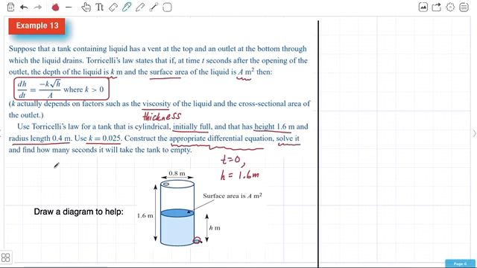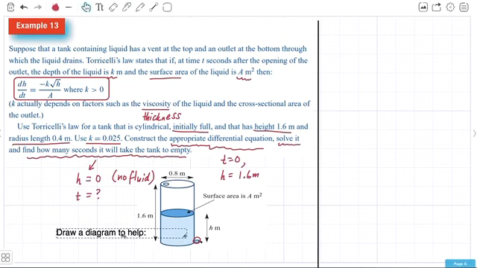We then need to solve it, and then we have to find out how many seconds it will take until the tank is empty. The tank being empty is going to be when the height of the fluid equals 0, because there's no fluid in the tank. And the question is, what would the time be when that happens?